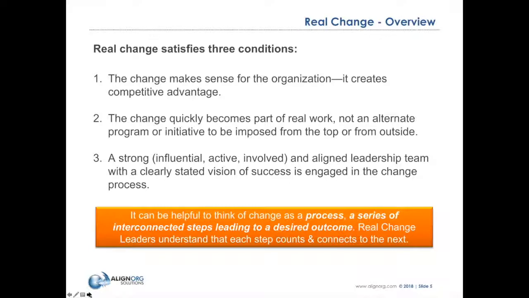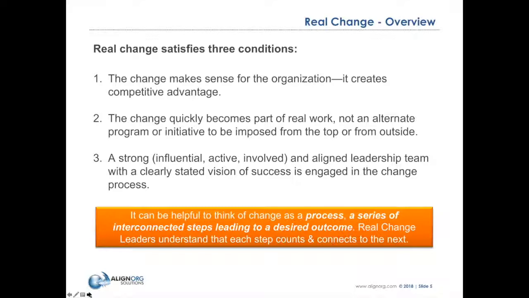The second condition is that the change becomes part of the real work of the organization. It's not just a side program or a one-time initiative that's imposed from outside or from the top, but it's really at the core of the work of the organization. We often say that if someone's job doesn't change, then you really have not possibly changed a whole lot. And so part of thinking about real change is getting to a point where it is part of the real work of the organization.